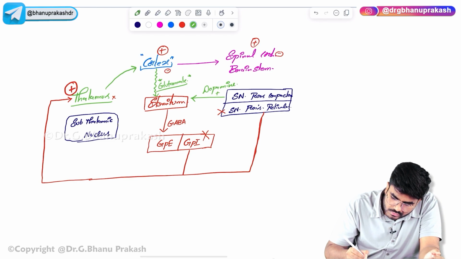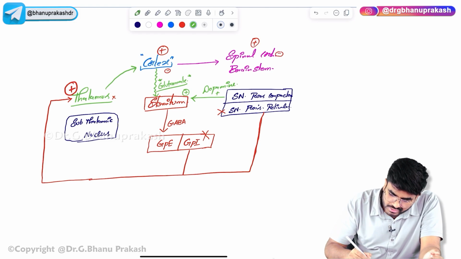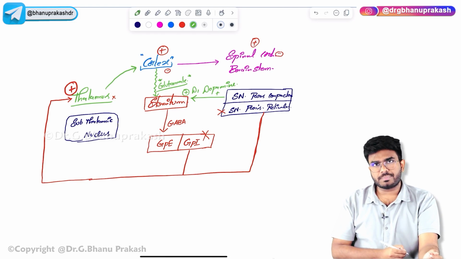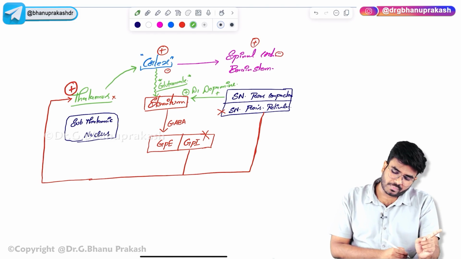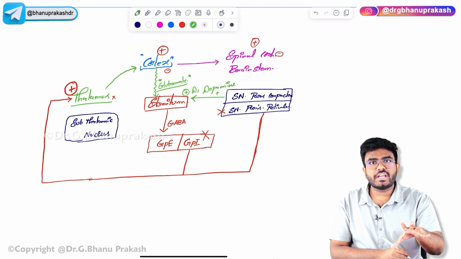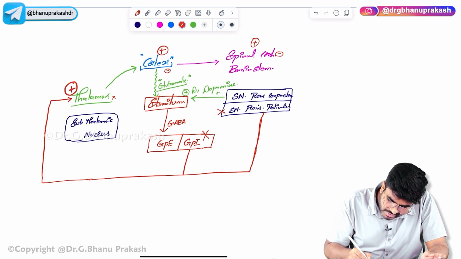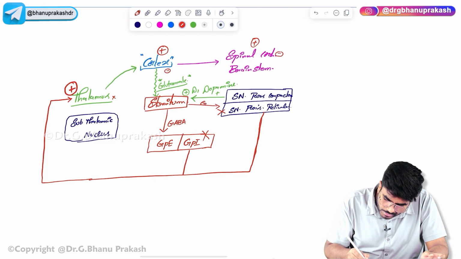That dopamine is going to activate the striatum. Okay, dopamine will activate it via the D1 receptors. The dopamine coming from the substantia nigra pars compacta is going to stimulate the striatum, so the striatum is going to be activated. Once the striatum is activated, what happens? I have explained to you: the striatum is going to produce GABA.